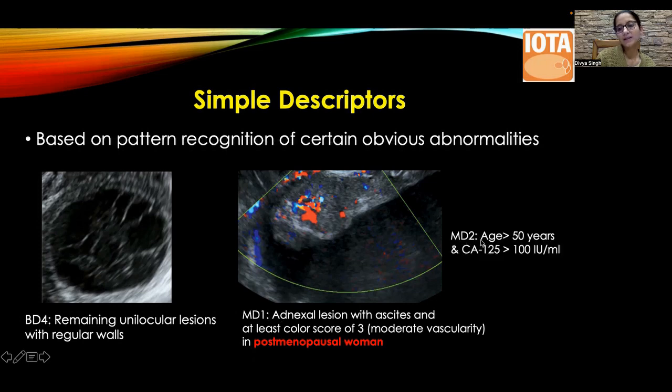Malignant descriptor 2 is again based on the age. So if a lady with an age of more than 50 years and a CA 125 level of more than 100 international units per ml presents to you, then the adnexal mass is likely to be malignant.